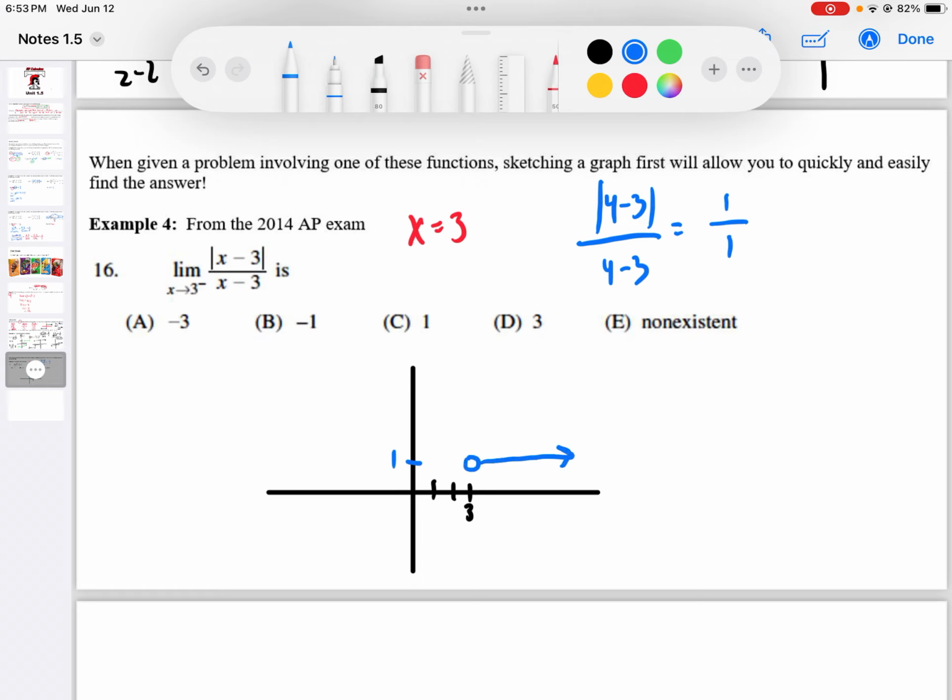It's open circle going to the right. This would be -1. Open circle going to the left. That's what the graph looks like. And now I say, okay, what's the limit as x approaches 3 from the left? The little exponent negative means from the left. So from the left, do like a highlighter. Okay, from the left is from this way. The y value that it's approaching, the y values are always -1 there. So my answer would be B.